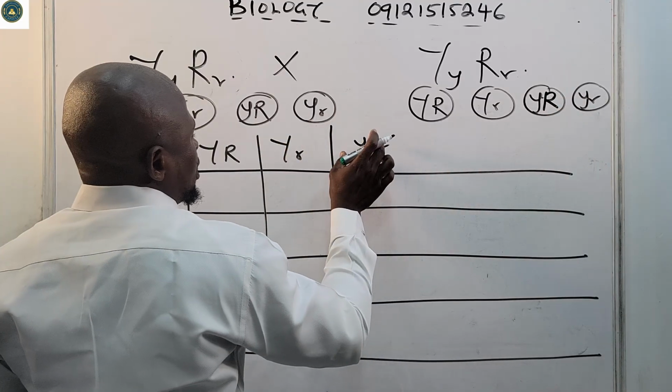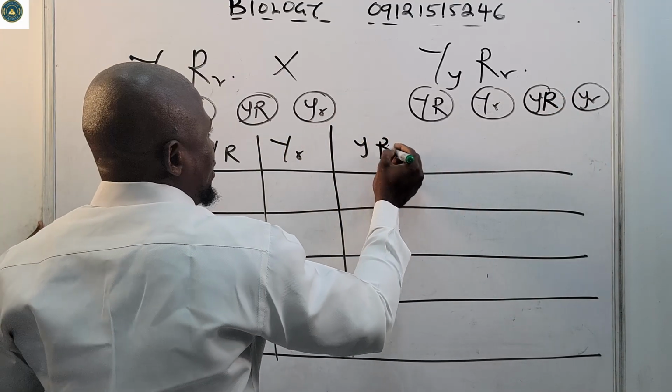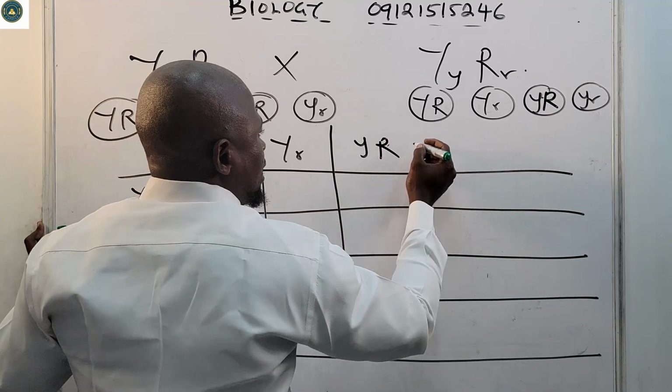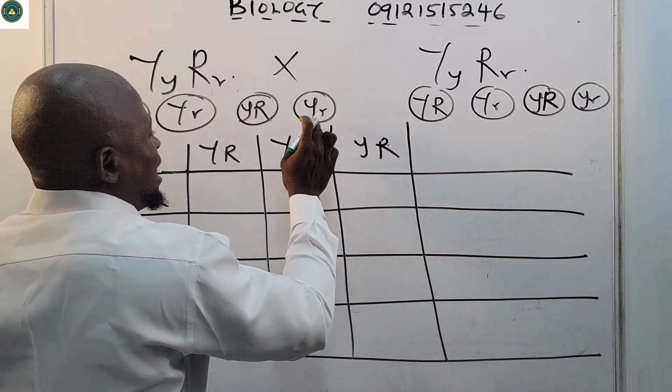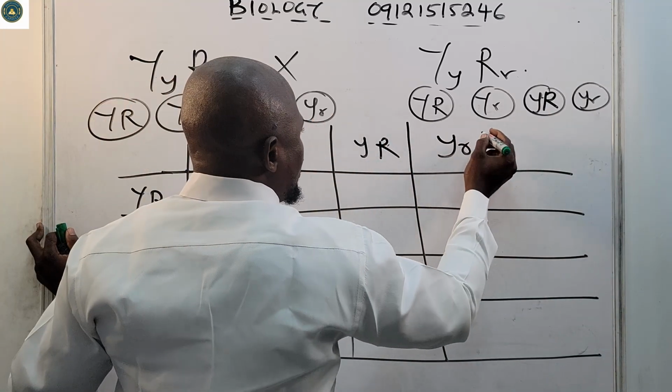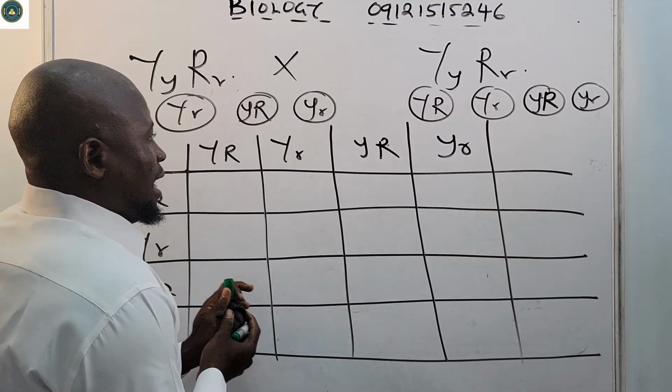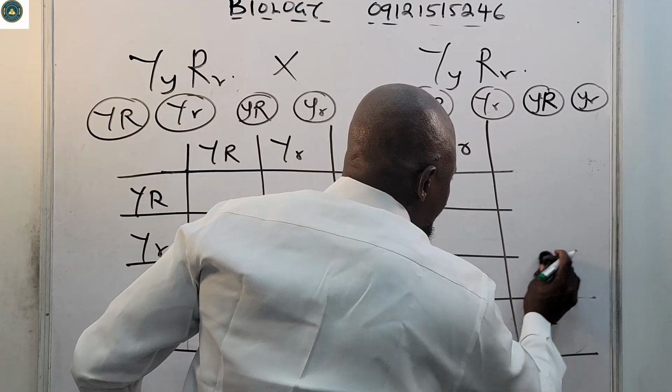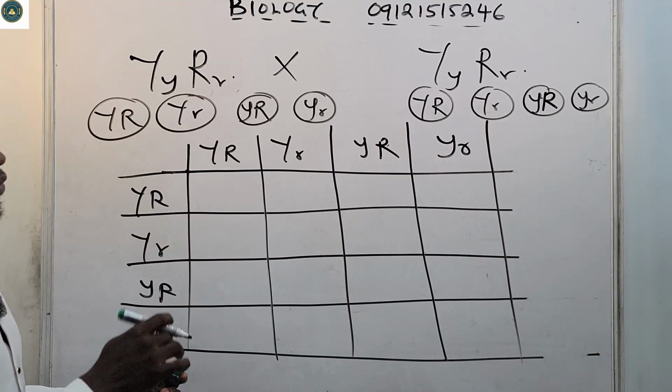Okay, so I'm going to have what? Y and R. This is the third one. Okay. We are going to have the last one, which is what now? Small letter Y. Okay. Small letter what? R. Okay. So now this is what we got. Now we begin our crossing.